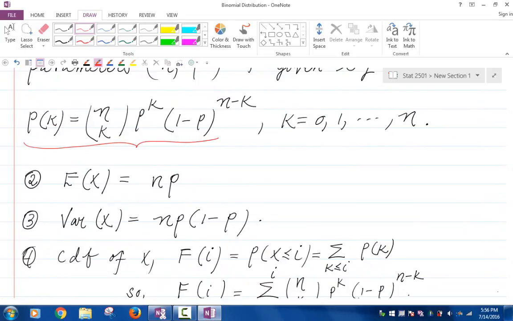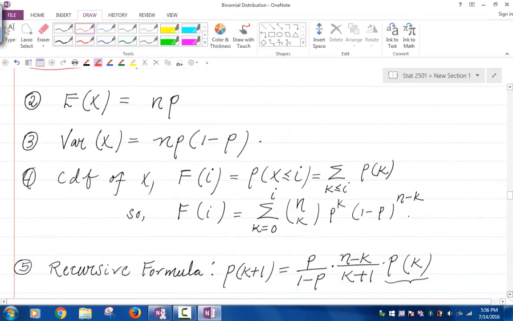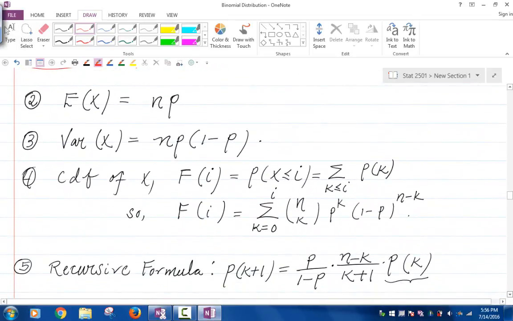The CDF of X is given by F of i, which is equal to the probability that X is less than or equal to i, which is the same as the sum of p of k, where k is less than or equal to i. So the CDF function F evaluated at i is equal to the summation k going from 0 to i, n choose k p to the k 1 minus p to the n minus k.